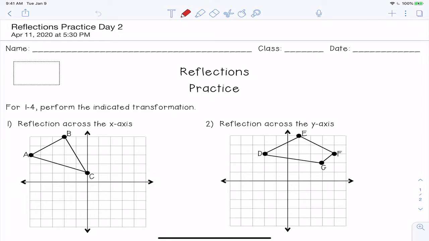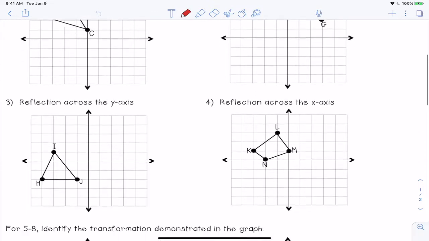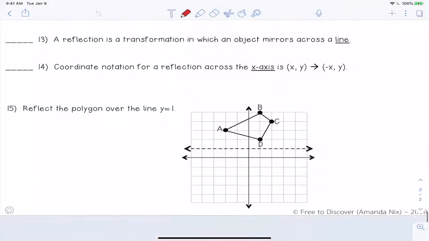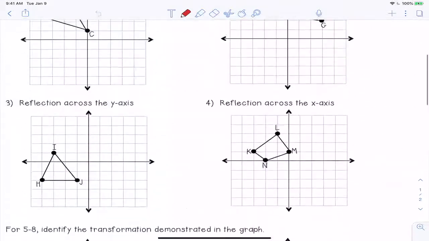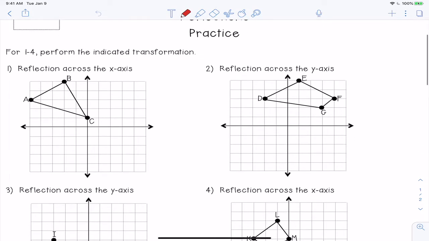All right, guys, so here we are again with reflections practice. I'm going to do a few of these and then I'm going to let you guys work the rest out on your own, so you can feel free to open up the practice file in this link so you can follow along, or you can just watch the video and do it after you watch the video. So for section 1, which is 1 through 4, we're going to do some reflections. I'm going to do 1 and 2, then I'm going to leave 3 and 4 for you guys to do. And I'm going to do the same for each section, okay?